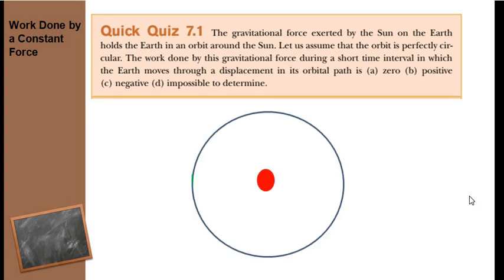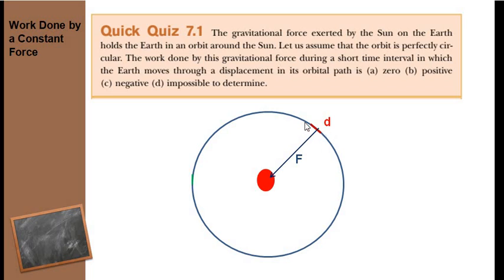Okay, so now this is the circular path of the Earth around the Sun, and let's assume that this is the Sun. This is a short displacement, d. It's so short that you can say it is approximately straight. And this is the force acting on the Earth by the Sun. Let me ask you, what is the angle between the displacement and the force in this case? Yeah, exactly, it's equal to 90 degrees, and cosine 90 degrees equals zero. So the work done in this case is equal to zero.